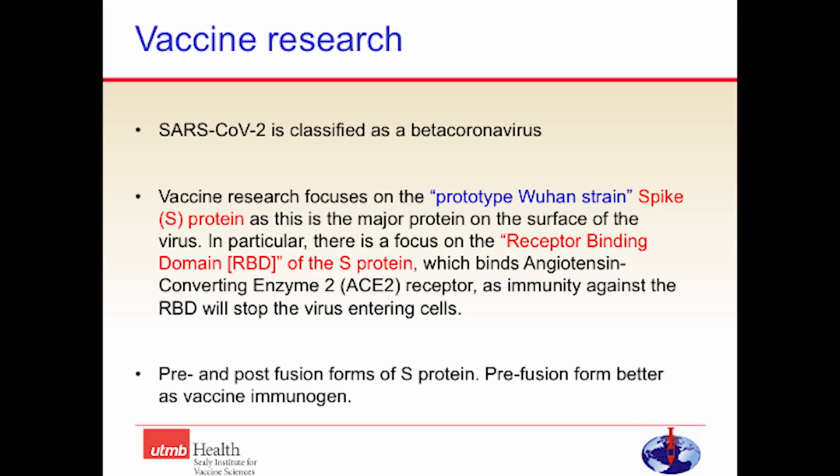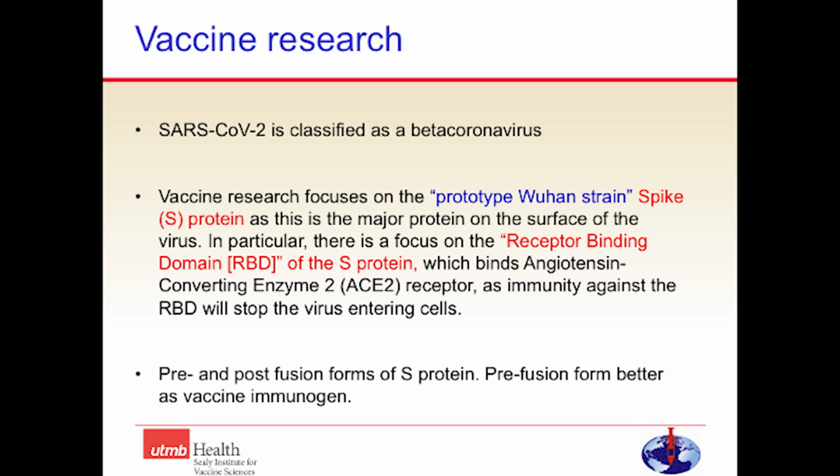So let's do a quick overview of SARS-CoV-2. The coronaviruses are classified as alpha, beta, gamma, delta lineages, and SARS-CoV-2 is a beta coronavirus. Vaccine research focuses on the prototype Wuhan strain. And this was a strain that wasn't a strain as such because the genetic sequence was determined in the second week of January 2020, and everyone took the genome sequence and used that to make vaccine candidates. There was no virus till much later.